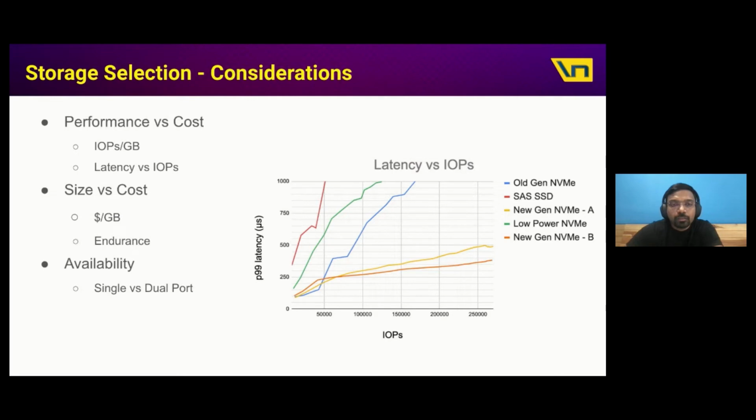Next, for high availability in a JBOD or a JBOF kind of deployment, we need dual ported disk, and for the locally attached case, we use single ported disk. And that's it in the storage selection, where the focus is more on the availability and performance while keeping a check on the cost.